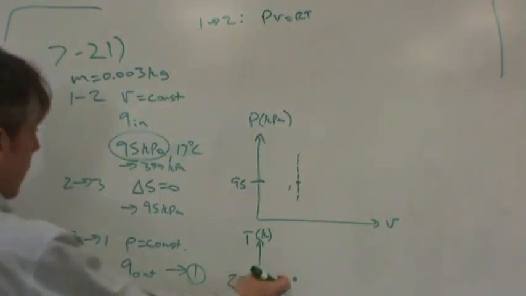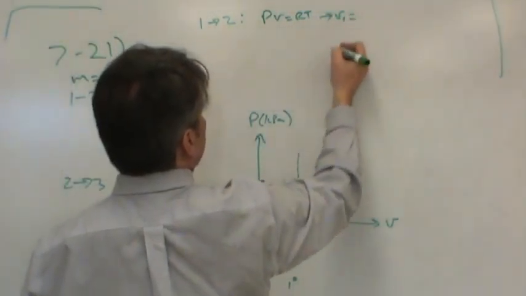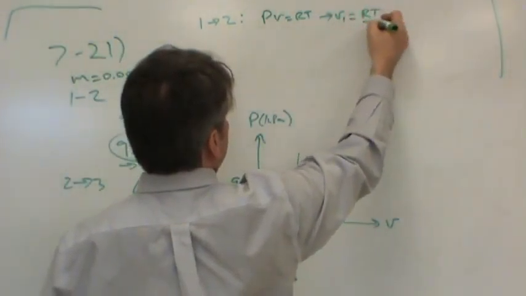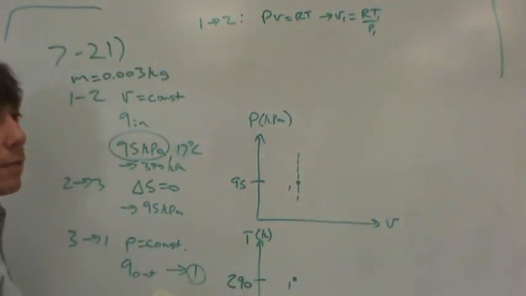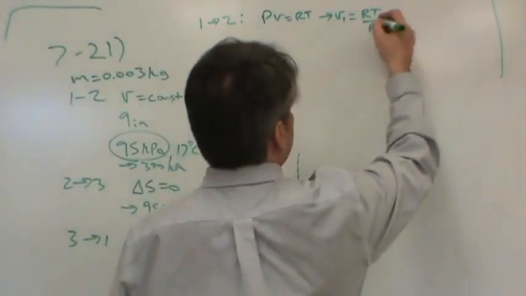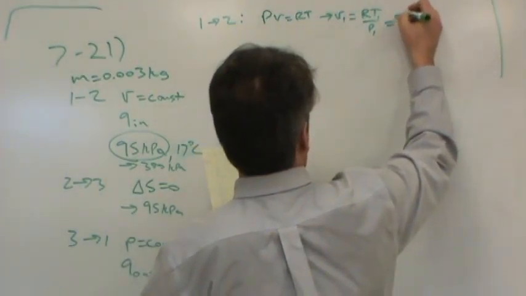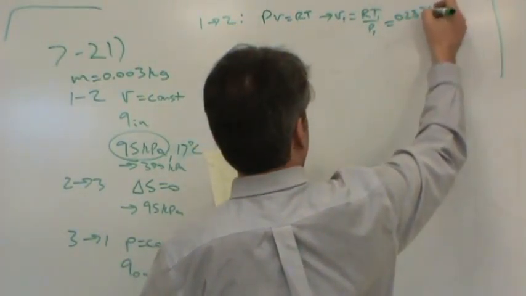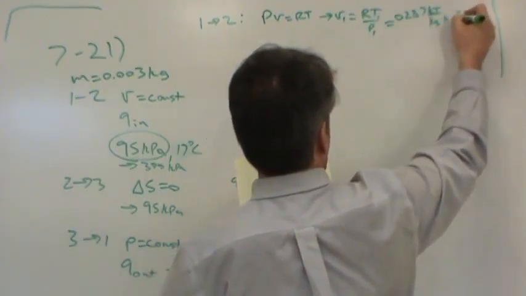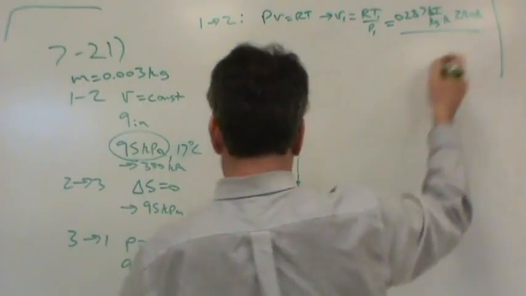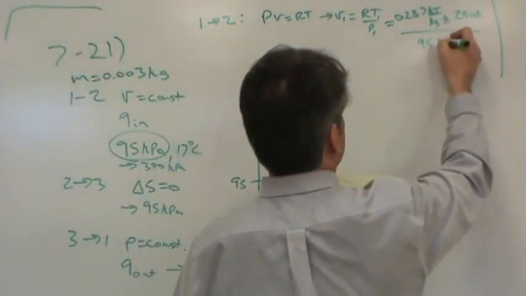We don't know the entropy. We may be able to get at the volume. Wouldn't the specific volume in state 1 from the ideal gas law be RT1 over P1? We have P1 and T1. In fact, the gas constant for air is 0.287 kilojoules per kilogram per Kelvin. The temperature in state 1 is 290 Kelvin, we got that earlier, and the pressure in state 1 was 95 kilopascals.